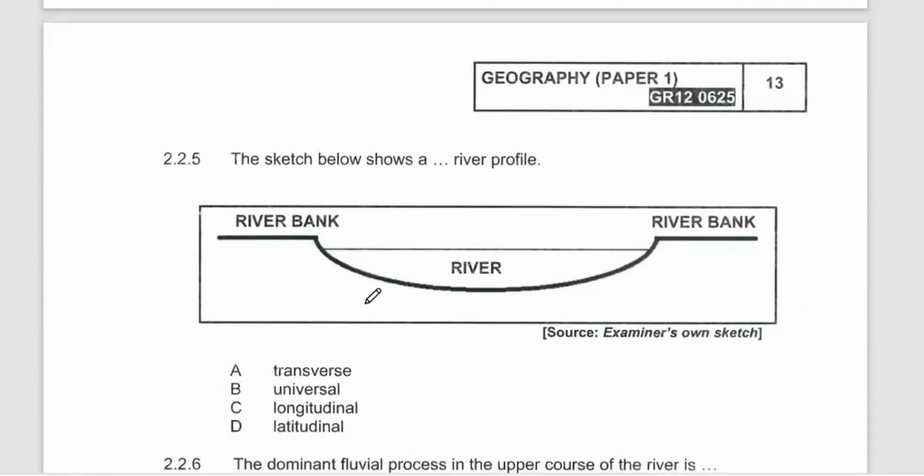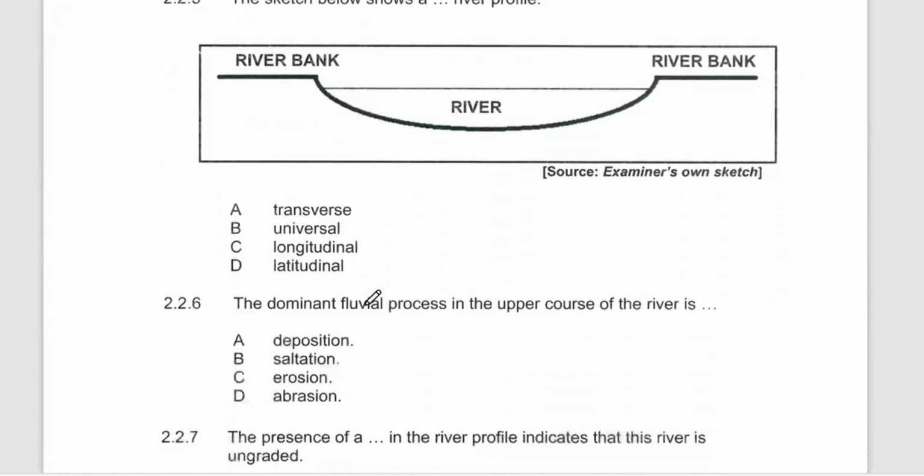The next question is saying the sketch below shows a dash profile. Which kind of profile is this? If we check, the profile that we are being shown here is showing one bank and the other bank of the river. We are seeing the stretch of the river from one bank to the other bank. So ultimately, we have two profiles of the river: the longitudinal profile and the cross profile.